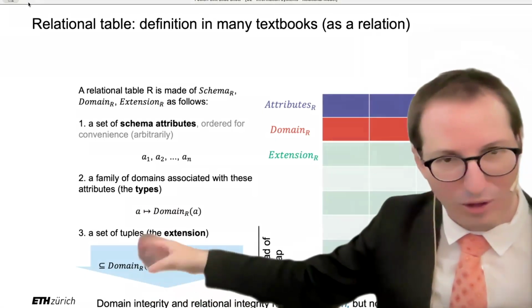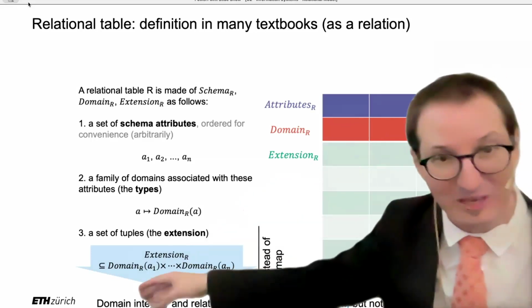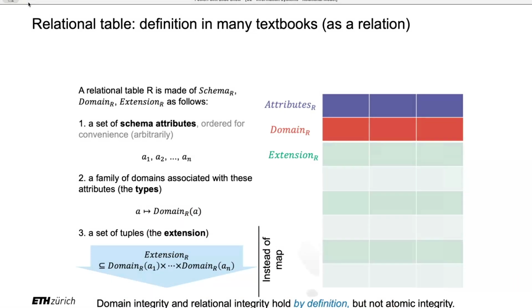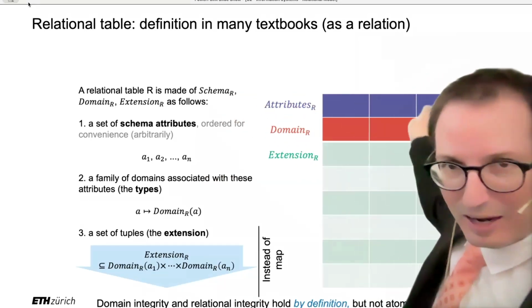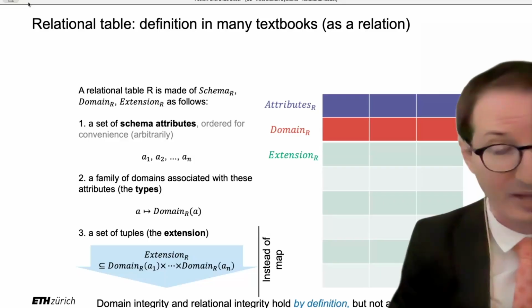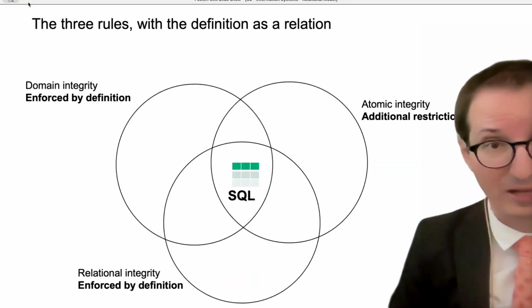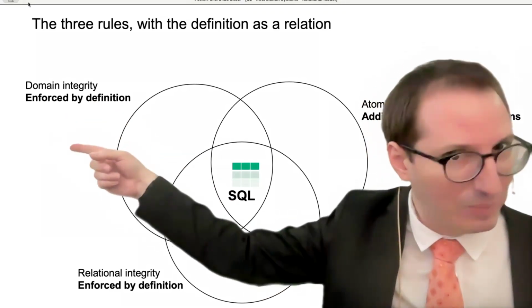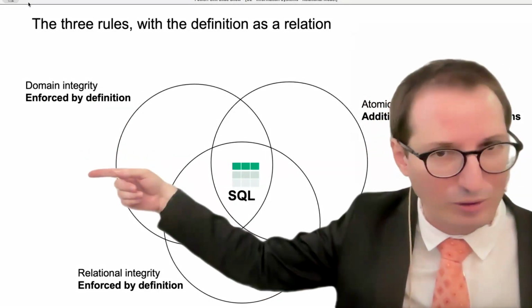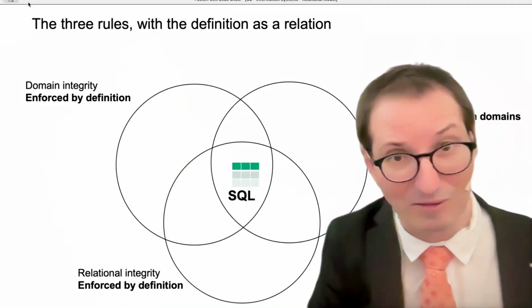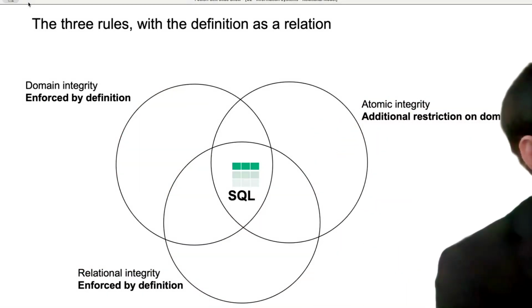And then you say the tuples that are in your tables, this is basically a mathematical relation over the domains, and this is called the extension of the table. So you have the attributes, the domains, and then the extension. Okay? So that is the textbook database that you will see. Now, this definition enforces domain integrity by definition, because you define a Cartesian product over the domains, so it forces the values to be in the domain of their column. So that is enforced. How do you get atomic integrity?